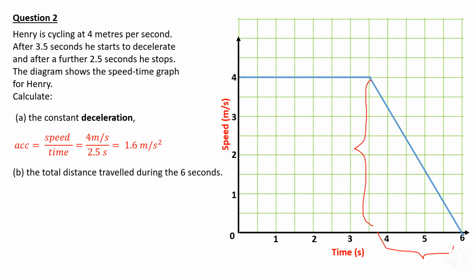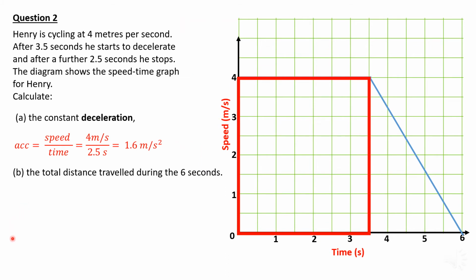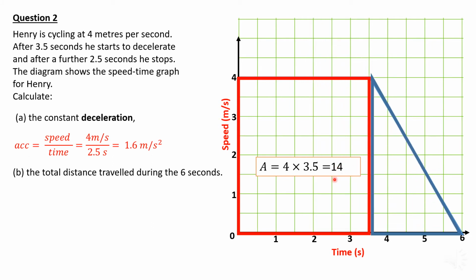Now they are asking us to calculate the total distance traveled by the cyclist in these first 6 seconds. So what we're going to do is find the area. I can have a rectangle here, and the area of this rectangle is going to be 4 times 3.5, which gives me 14. And I'm going to have that particular triangle there. That area is going to be 1/2 times base, the base is 2.5 and the height is 4.